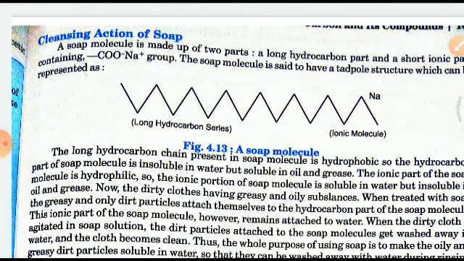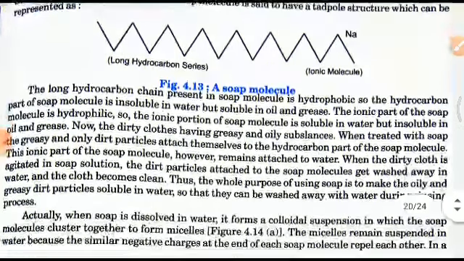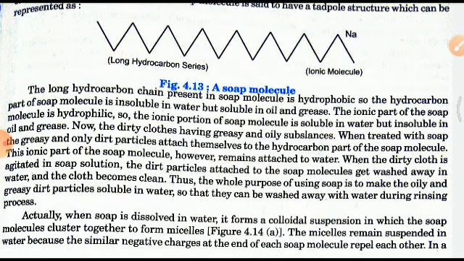A soap molecule is made up of two parts, one long hydrocarbon part and a short ionic part containing the COONa group. The soap molecule is said to have a tadpole structure, which can be represented as here. The long hydrocarbon chain present in the soap molecule is hydrophobic. Hydrophobic means those who hate water, right? That is why soap molecules are insoluble in water but soluble in oil and grease. So what happens is, when we put this soap, it dissolves the oil and grease.